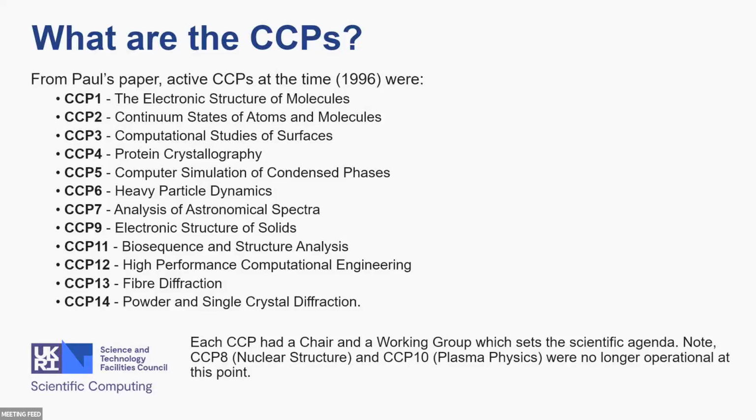So each CCP had a chair. It's very much the same today, but we tend to be working now on slightly different versions where you have a PI who's looking after it. And they would have a working group, which is usually like a management group these days. And we also have a slight difference now, because here we just had the CCPs, but today we have the CCPs and the high-end computing consortia, which are the two activities that we tend to support.